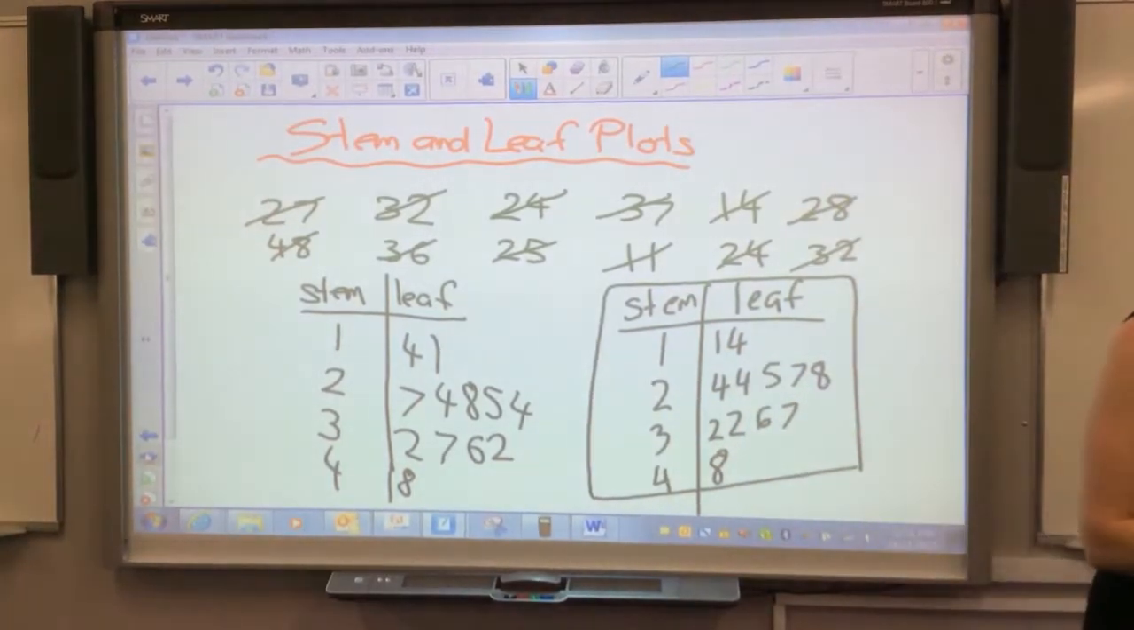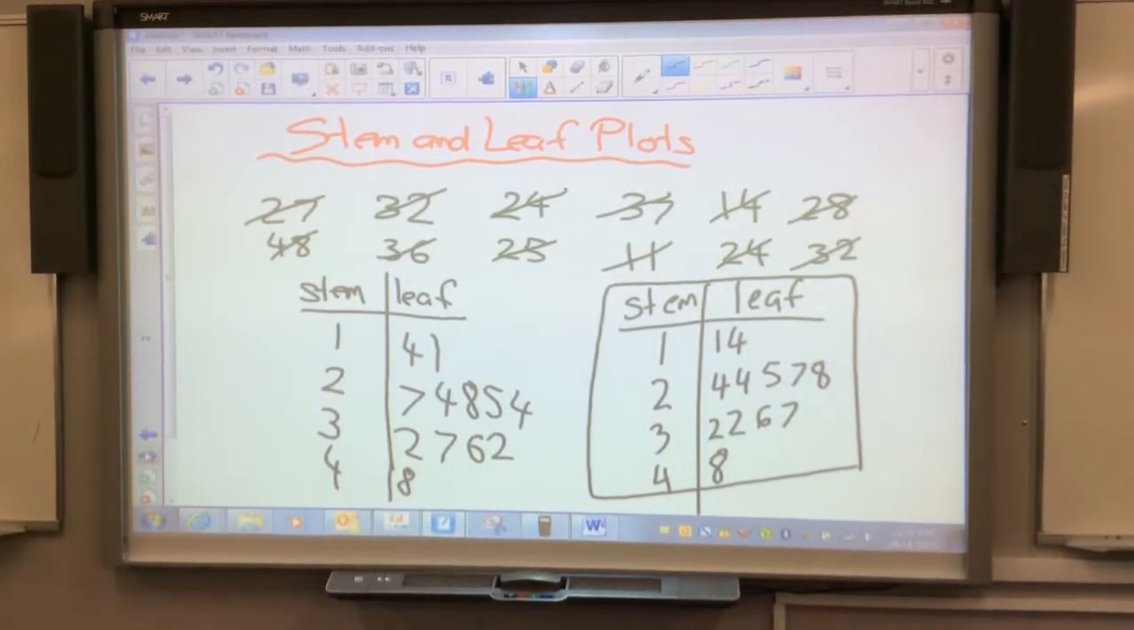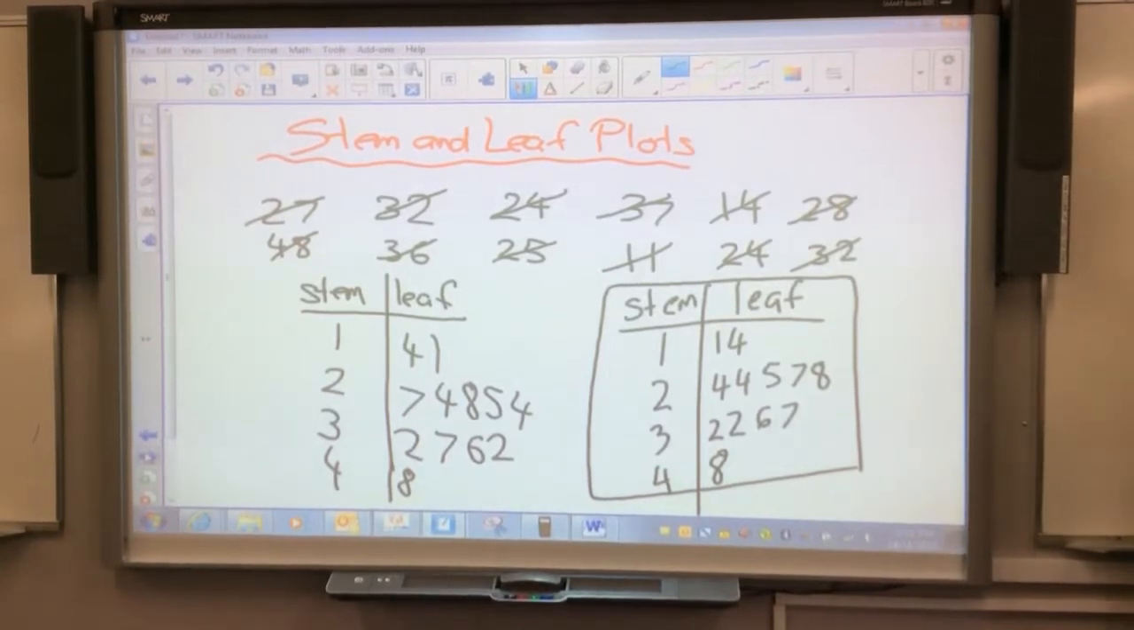Now, ordered stem and leaf plots, we can do our same calculations as we always have been. We can work out our mode, our median, our mean, and our range by looking at it. That looks so much neater. So it's just an easier way of summarising our information.